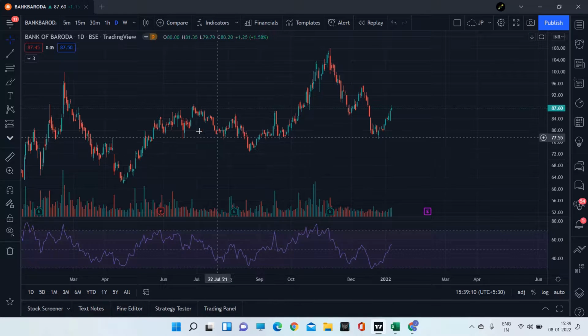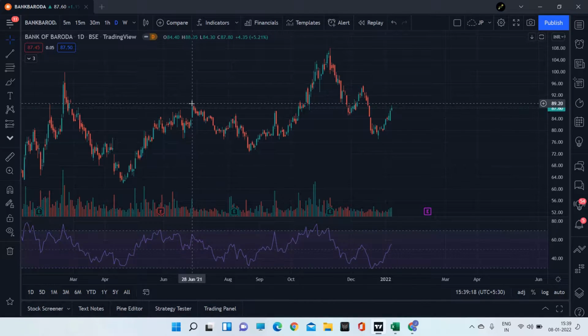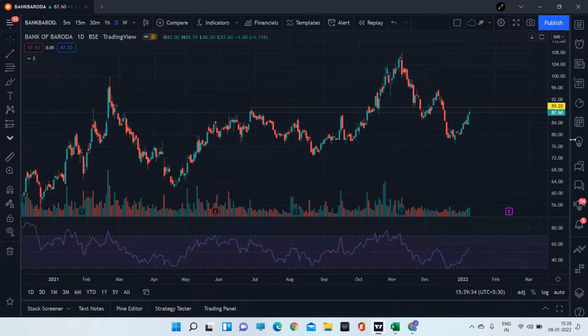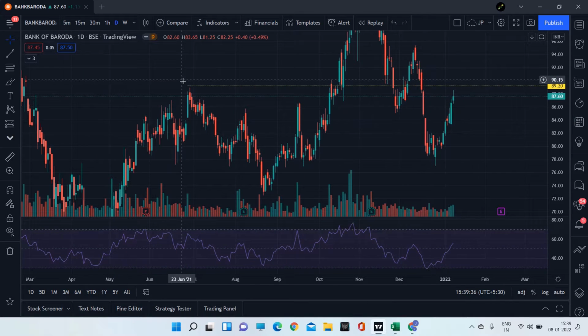If the stock takes a U-turn or a reversal from a point above its trading price, suppose this is resistance. I'll just mark this point with a horizontal ray. The stock has been continuously moving in an uptrend from the past sessions and it has taken a reversal here. So this point, in simple words, consider it as a resistance. The stock has taken a U-turn from this point.